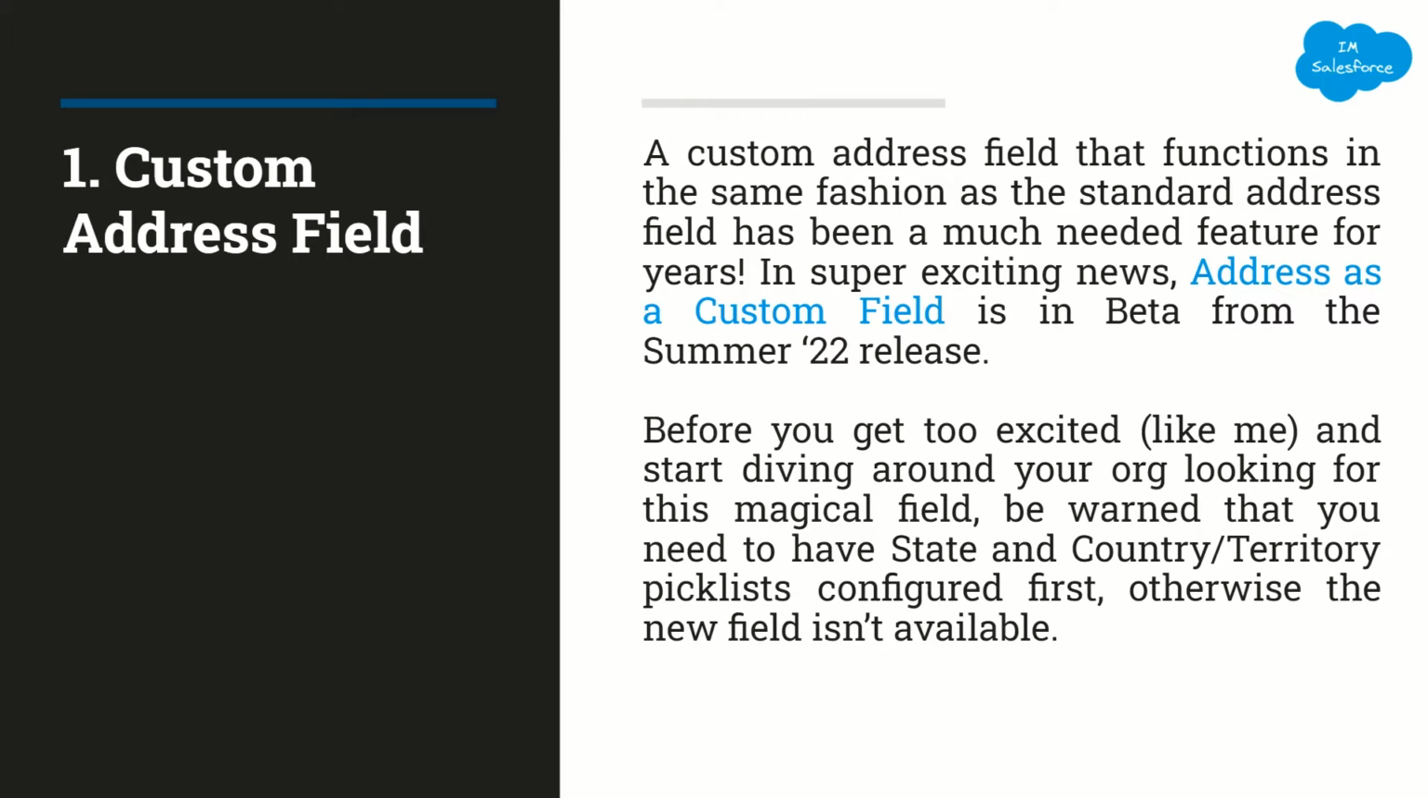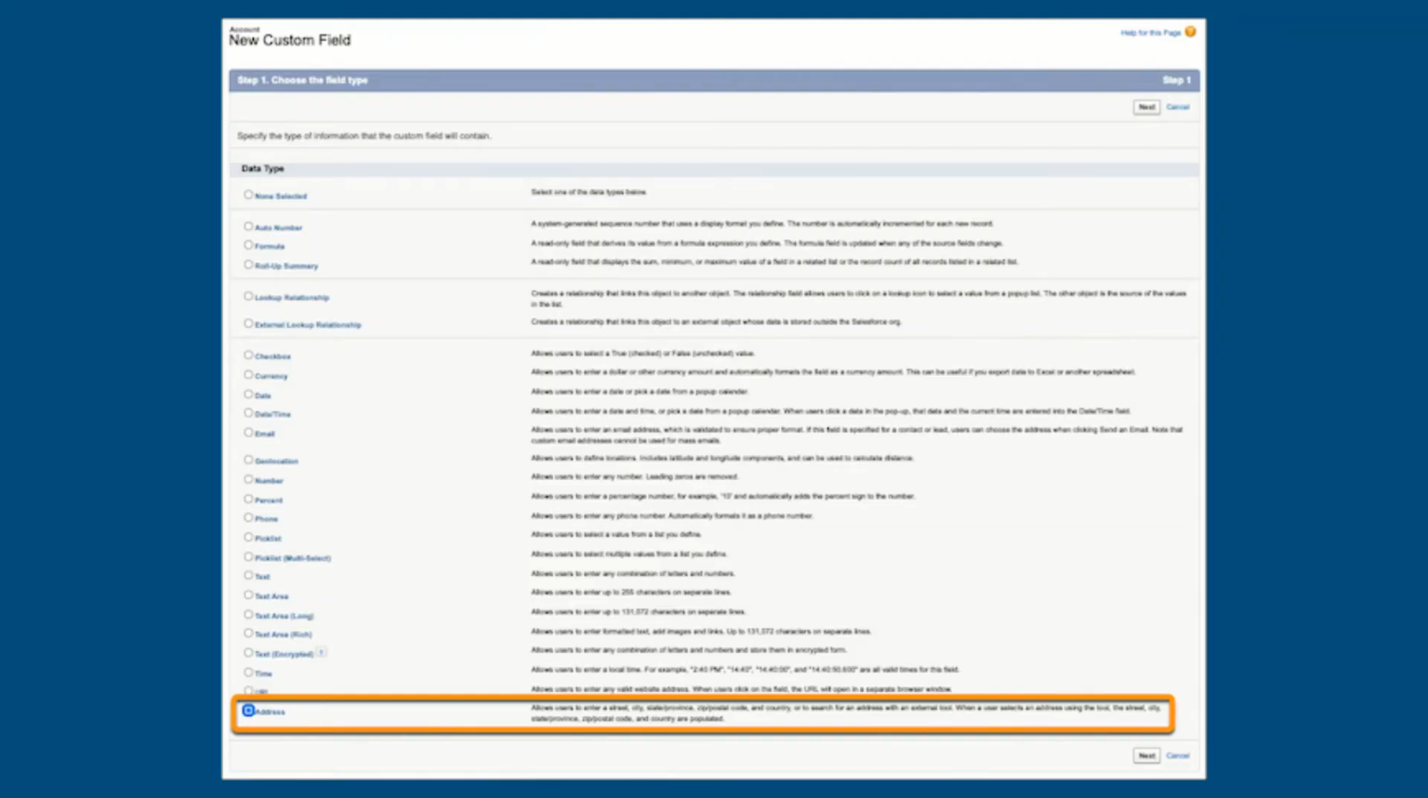The prerequisite to create an address field is that you have to first set up two picklist values, that is state and country or territory. Picklist values you have to configure in your org, and then you can create a new custom address field on an object. So as you can see, there is a new data type, address, once you set up the picklist values for state and country.